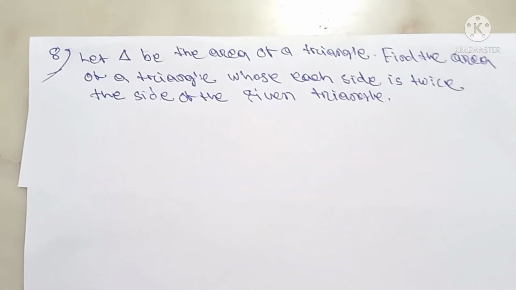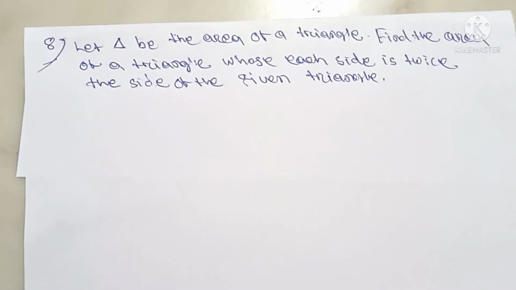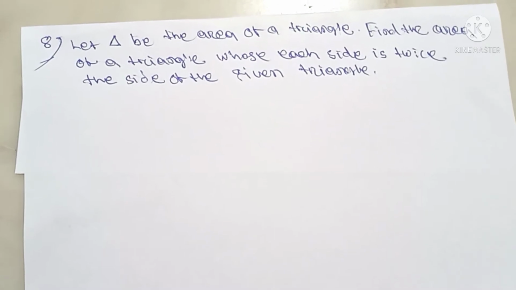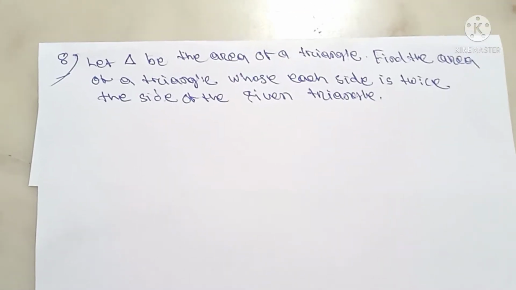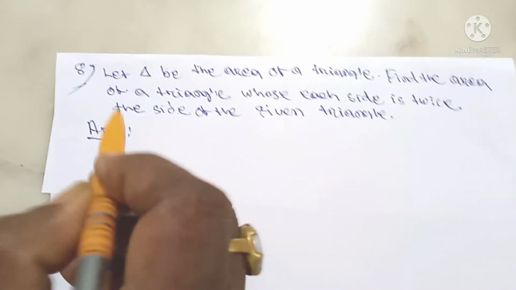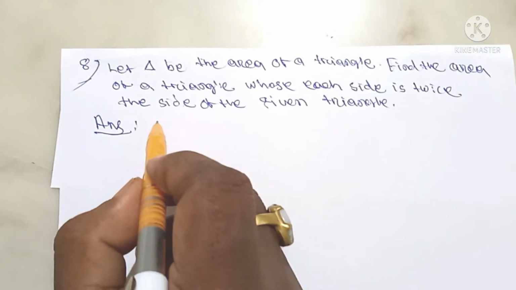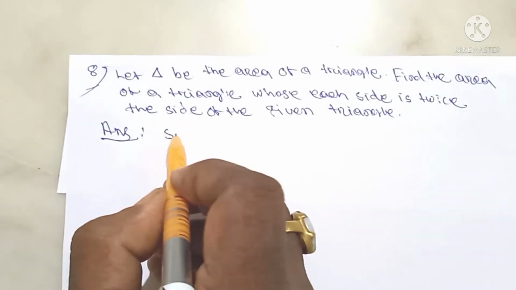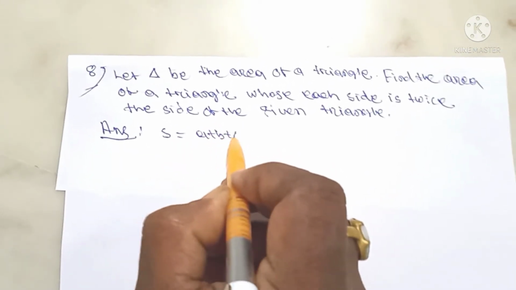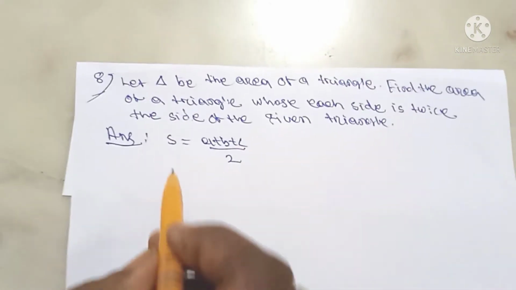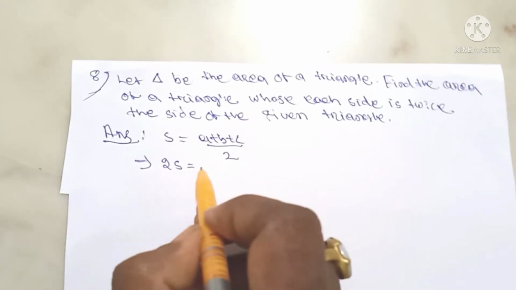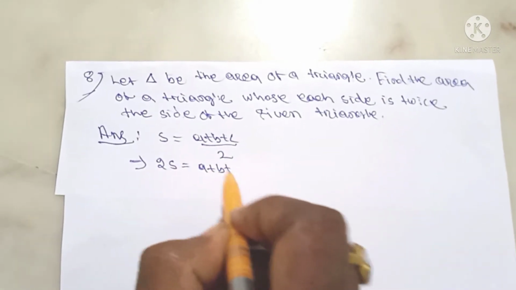Let delta be the area of a triangle. Find the area of a triangle whose each side is twice the side of the given triangle. Answer: you know that semi-perimeter S is equal to A plus B plus C by 2. If we cross multiply, 2S is equal to A plus B plus C.